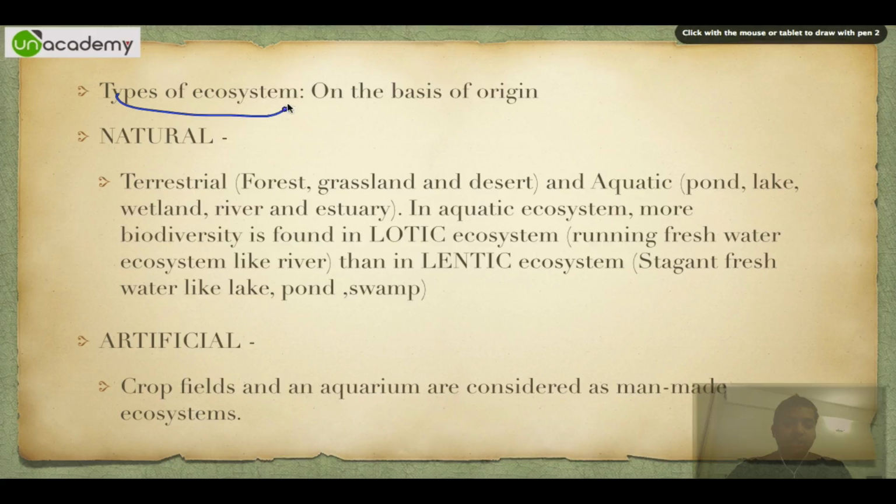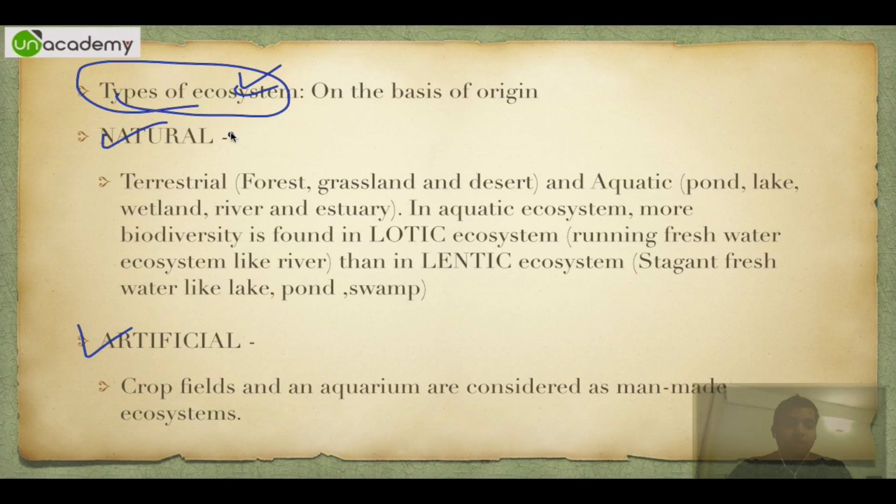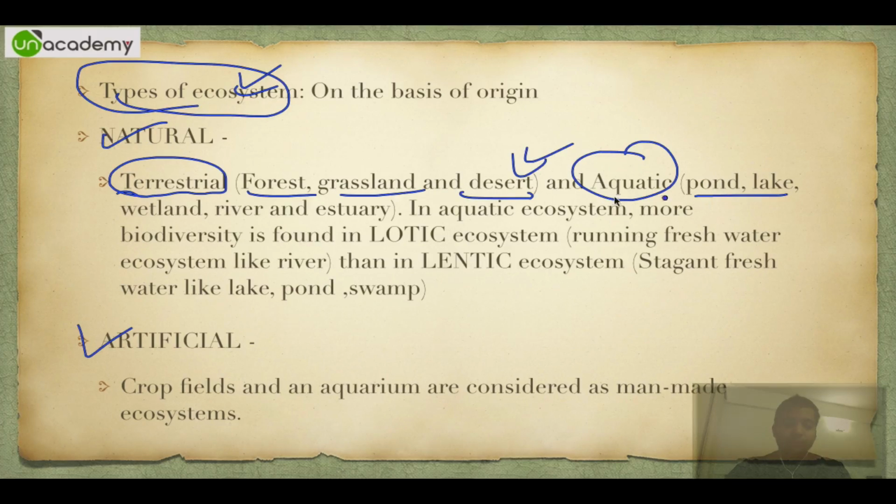Moving on, there are types of ecosystem. It can be characterized as natural and artificial ecosystem. Natural ecosystem obviously occurs by nature itself, man is not needed to make it. It includes terrestrial ecosystems, for example forest, grassland and desert, and aquatic ecosystems, which include ponds, lakes, wetlands, rivers and estuaries. Is that understood? So there are two types: terrestrial ecosystems and aquatic ecosystems.